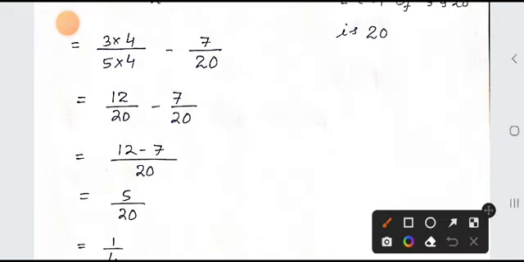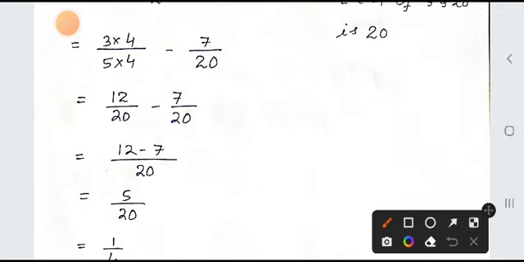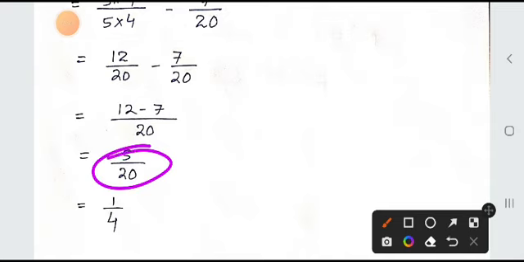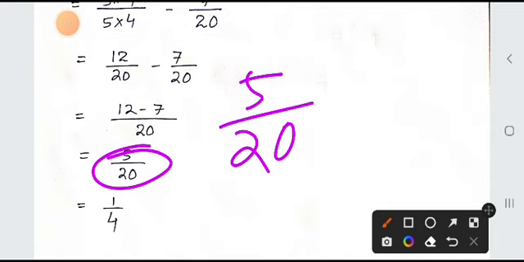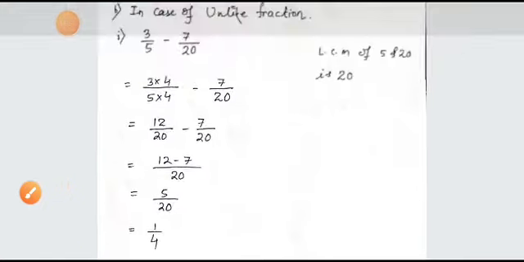So simply we will write 20 in the denominator, but in the numerator 12 minus 7, and 12 minus 7 is 5. So now we have 5 upon 20 as the answer, but you can write it in simplest form. 5 1s are 5, 5 4s are 20, so you can write it as 1 upon 4. So this is the process of subtraction.